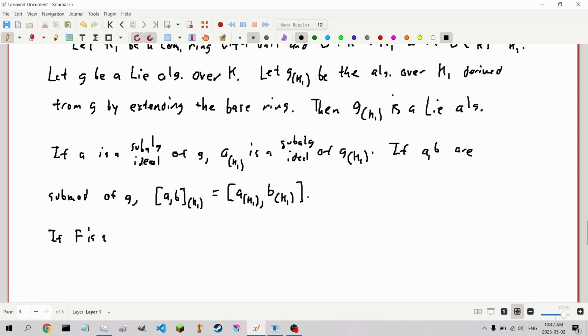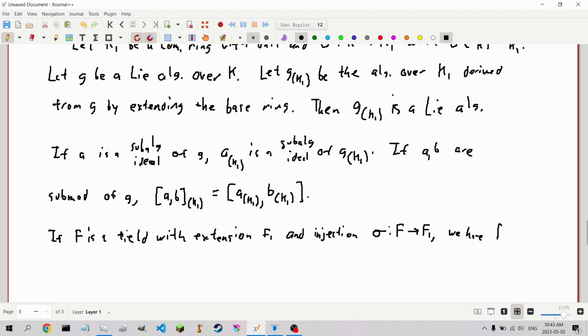If F is a field with an extension field F1, and the canonical injection we're going to write as sigma, then if we have all the same details as you would expect, the bracket of the extensions is the extension of the brackets, and so on.